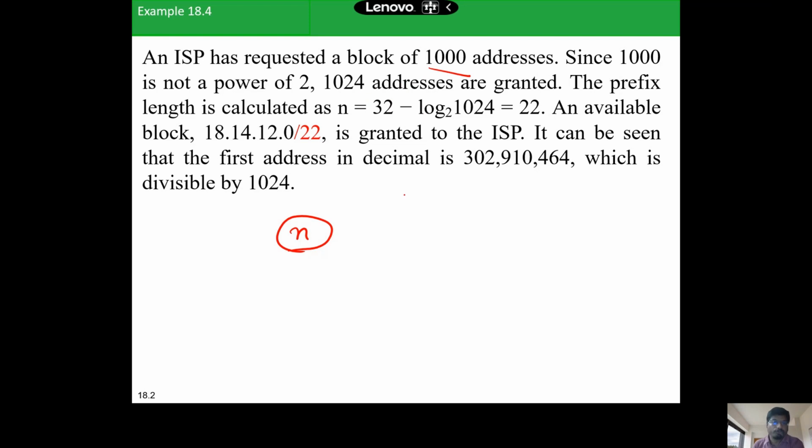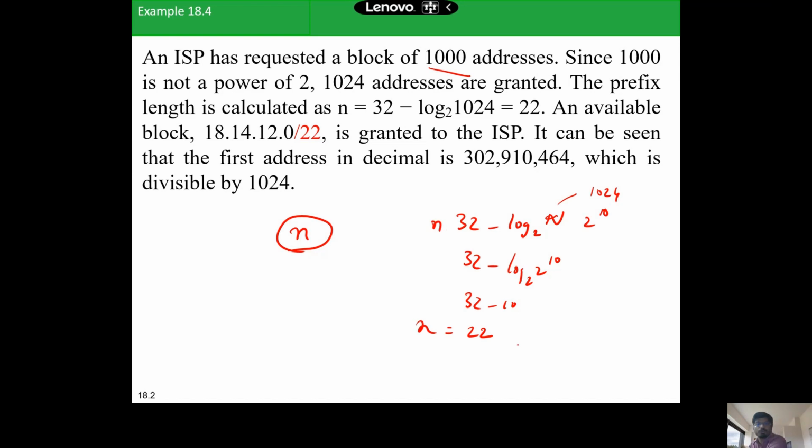10 bits has to go for the host portion, right? So what will the prefix length be? You know the formula for that, right? 32 minus log 2 capital N. So what is capital N here? 1024 addresses, which is basically 2 power 10, right? So log 2 power 10 is basically what? 32 minus log 2 power 10 is 32 minus 10, which is 22. So my prefix length will be 22.